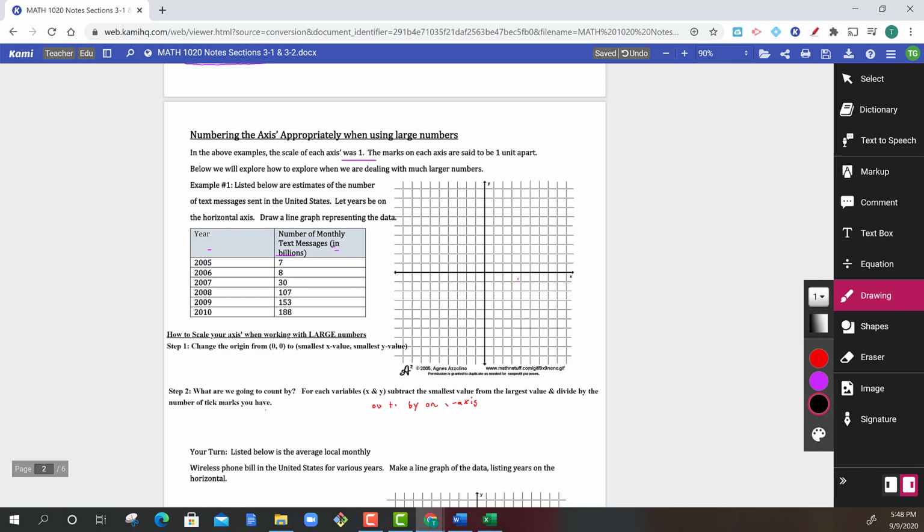So our x value, which is also called our independent variable, is typically your time variable because time doesn't depend on anything. It just happens. However, the number of monthly text messages, that depends on the month that we're in. So it is the dependent variable, so it's the y value. So when we say we want to change the origin from 0, 0 to the smallest x value, find the smallest x value, which is pretty easy to find. It's 2005.